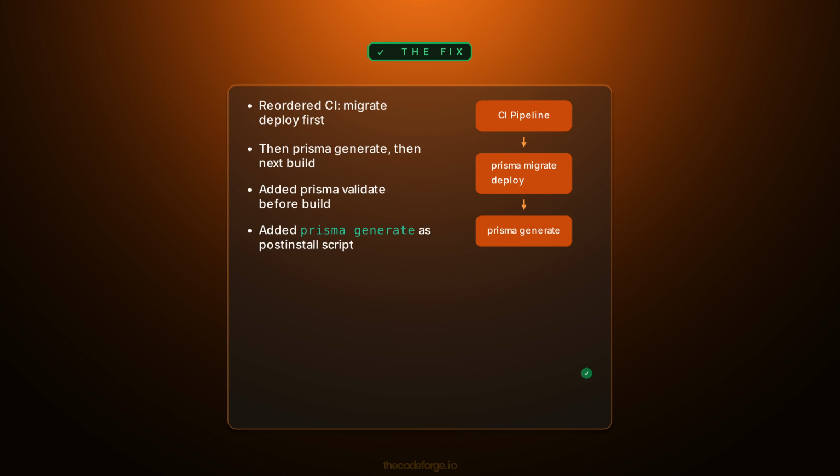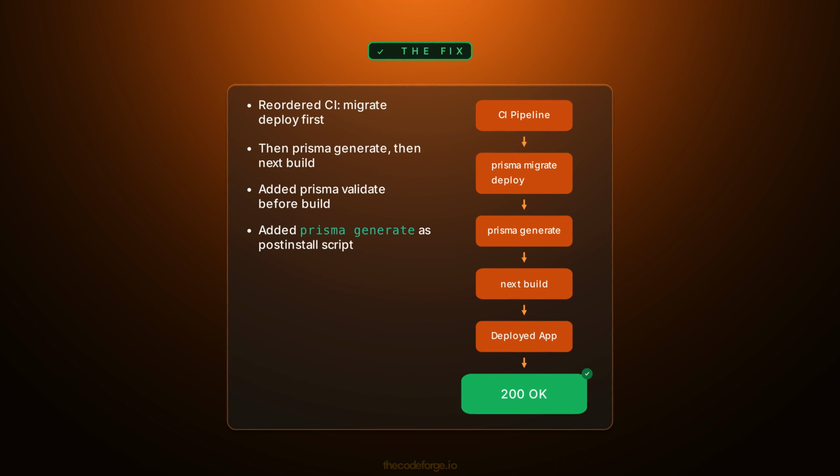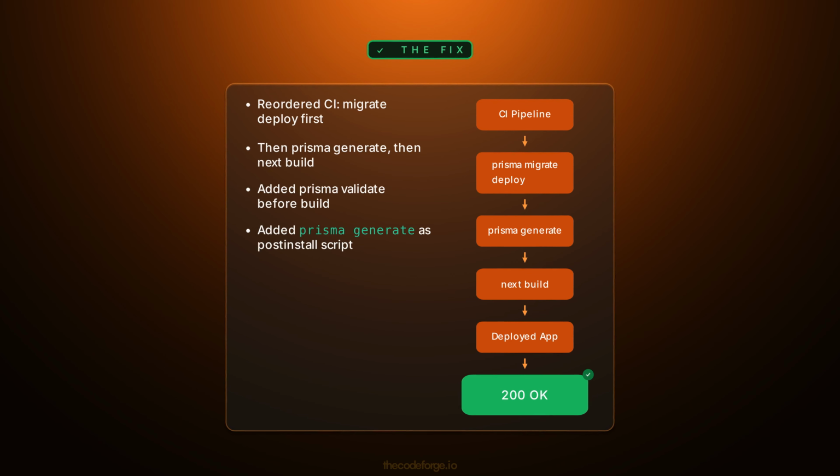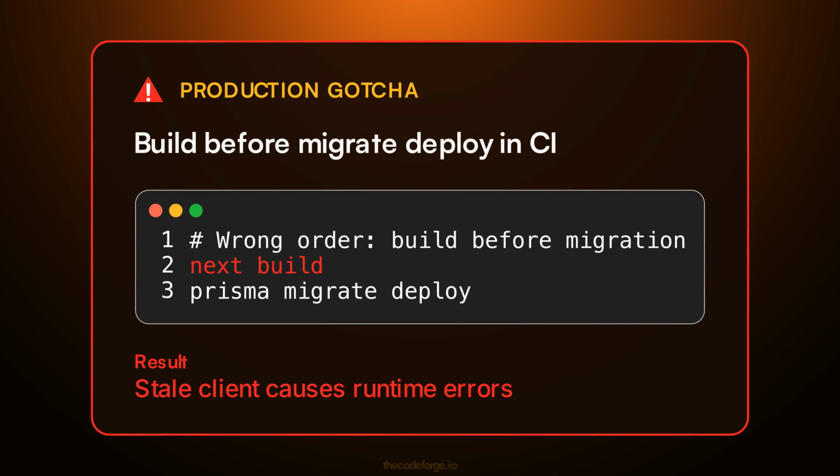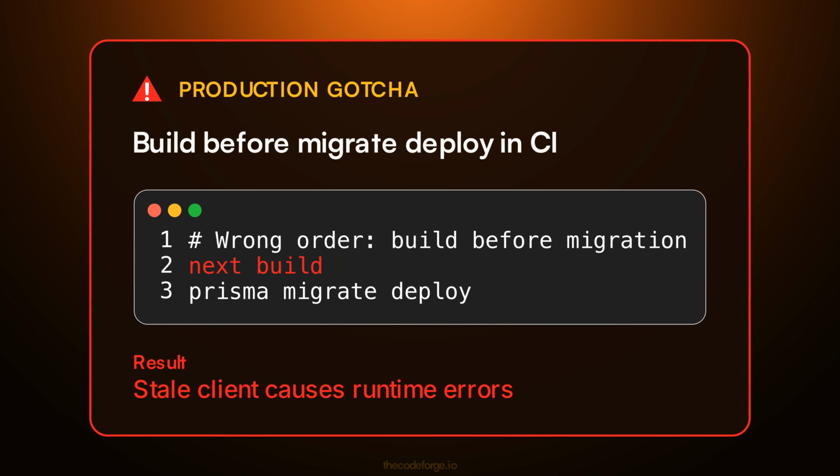The fix was to reorder the CI pipeline: run Prisma migrate deploy first, then Prisma generate, then next build. Also add Prisma validate before build to catch schema drift, and add Prisma generate as a post-install script to ensure the client always matches the schema. This is the exact mistake that caused the outage. Running next build before Prisma migrate deploy bakes a stale Prisma client into the artifact. Always run migrations and client generation before the build.